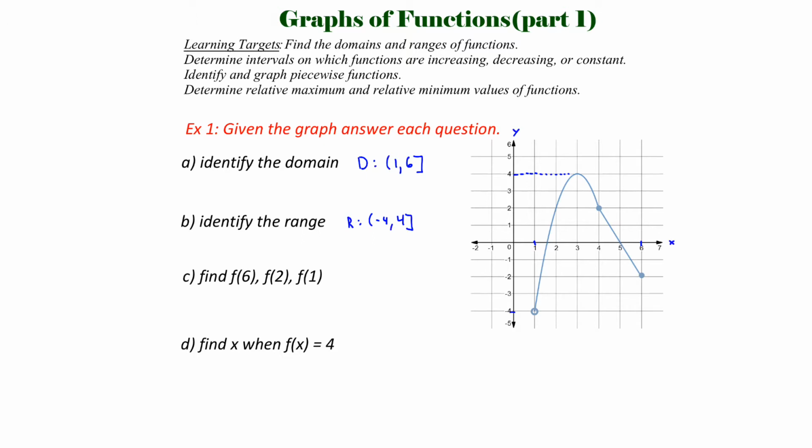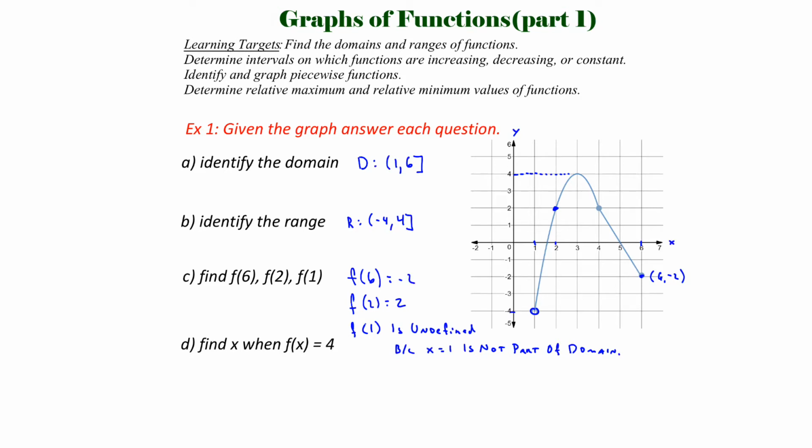The next question we have is find f of 6, f of 2, and f of 1. So f of 6 is equal to, when x is 6, what is the y value? 6 comma -2. So the output is -2. What about f of 2? F of 2, when x is 2, what is y? It's at 2. And then the last one, f of 1, is equal to, at 1, you go down, and there's a point, but it's an open circle. So f of 1 is actually not part of your domain, which is what we talked about in the beginning there. So f of 1 is undefined, or it does not exist.